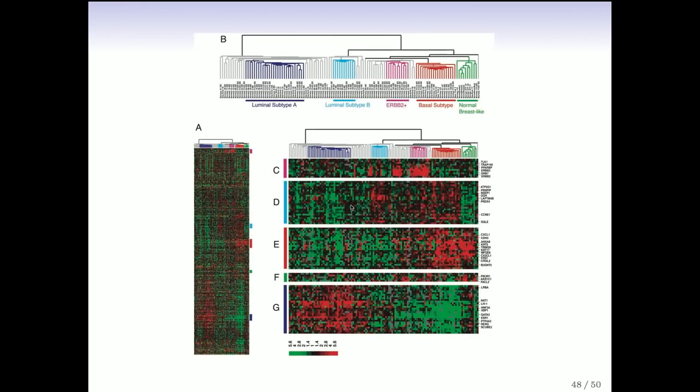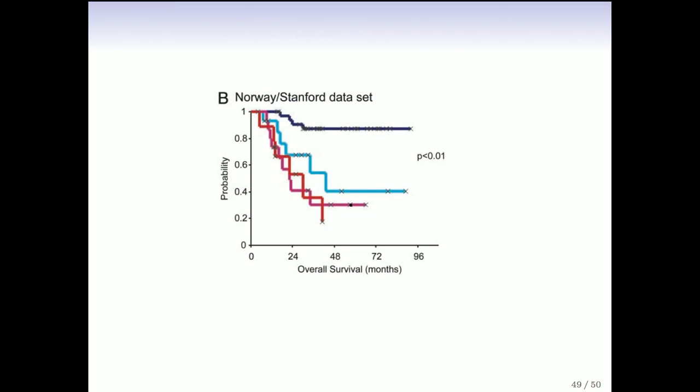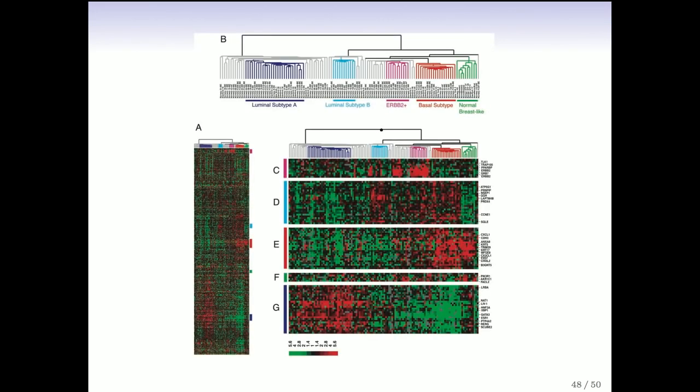Basal and ERB2 are doing not nearly as well. The probability of survival is much worse, whereas this group, the black group, the luminal A, is doing much better.